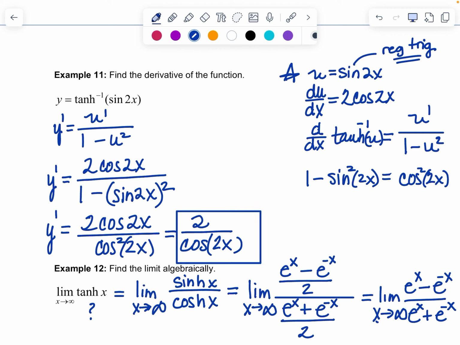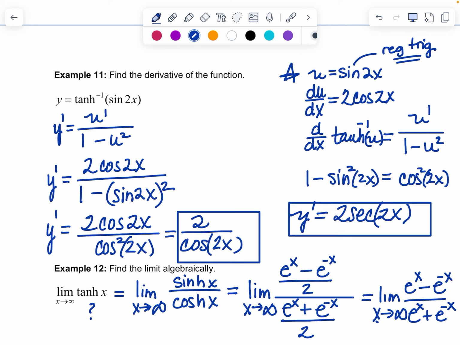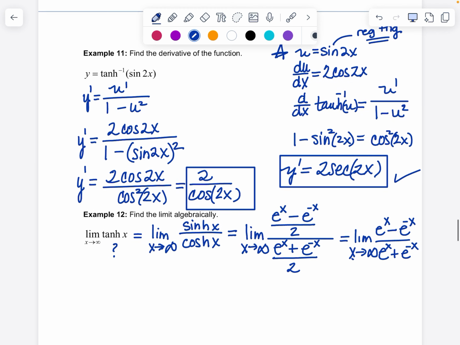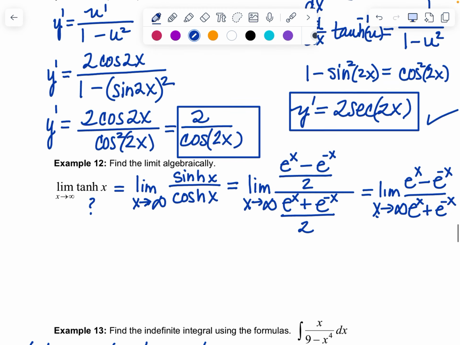over cosine 2x. Now, very often, though, we like to do this because we're fancy like that. We would say y prime is equal to 2 times secant 2x, if you desire. But other times, we like to keep our expressions in terms of just cosine. Doesn't matter. It's preference. Okay, the next one I'm going to have you look at and try.